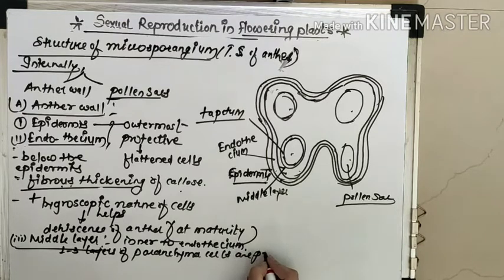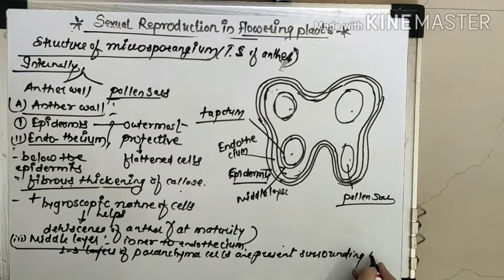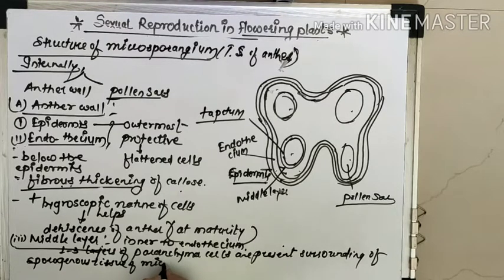Cells are present, and that cells are present surrounding the sporogenous tissue of the microsporangium. Okay, so where is the sporogenous tissue?